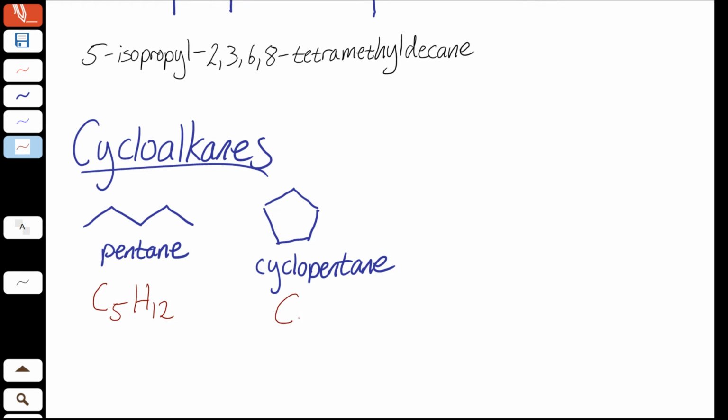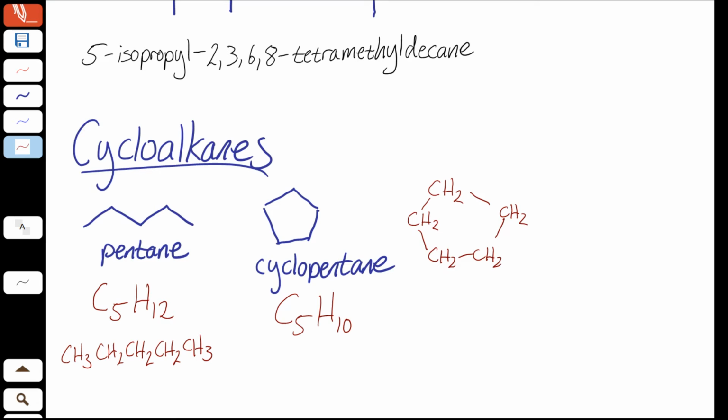But this one ends up being C5H10. So whereas pentane is CH3, CH2, CH2, CH2, CH3, cyclopentane, there isn't really a great way of writing it in one line, but we can write it like this. Okay, so it's CH2s all the way around because carbon can only have 4 bonds, so there can't be any CH3s inside the ring.